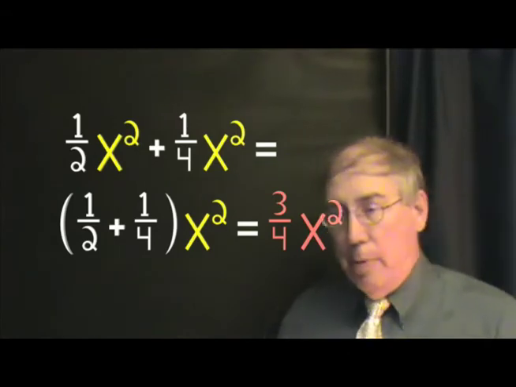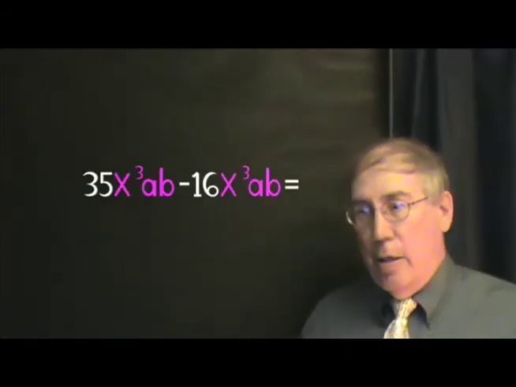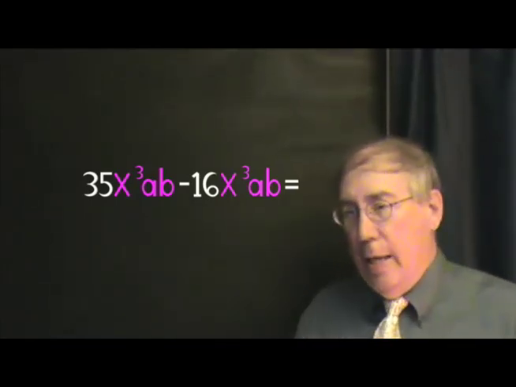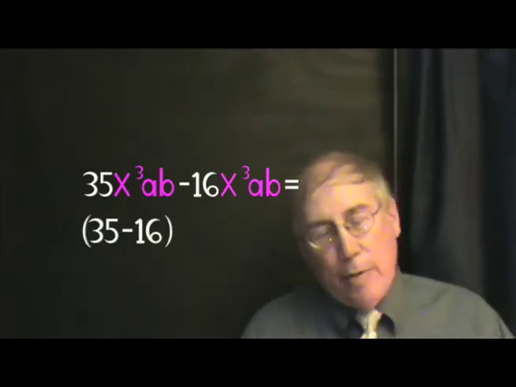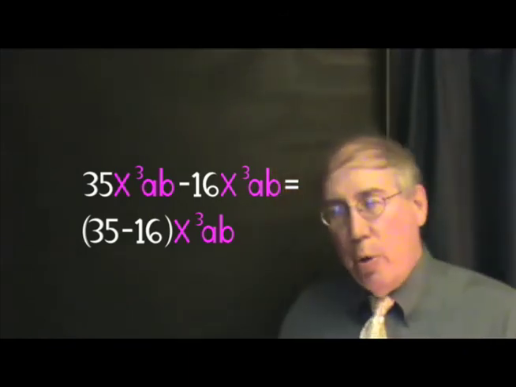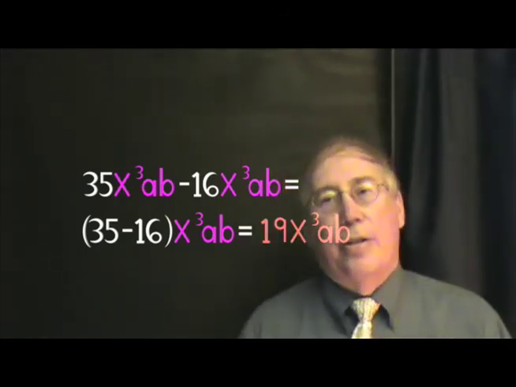Now our last problem here, we have both an x cubed and an ab in both terms, so we can subtract the 16 from the 35, which is 19, and so we're going to get 19 x cubed ab as our answer.